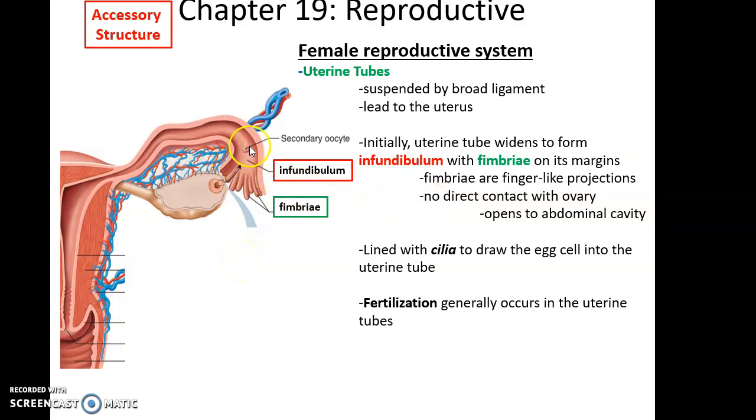So it'll then enter the infundibulum, the widened area of the uterine tube, and then continue to travel gently down the length of the uterine tube because of the cilia lining the uterine tube that is beating, generating the current that draws it toward the uterus. It is also worth noting that fertilization usually occurs in the uterine tubes. So the sperm usually have to travel through the uterus and into the uterine tubes to find the oocyte and have fertilization occur.